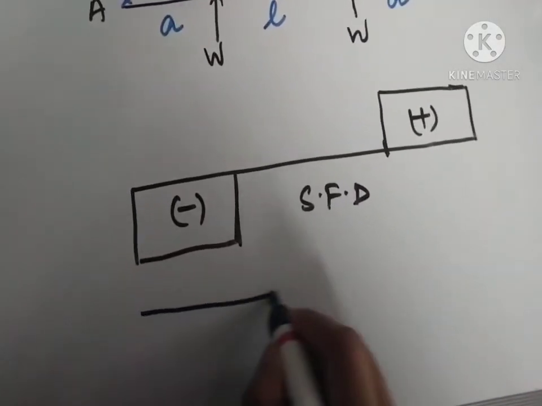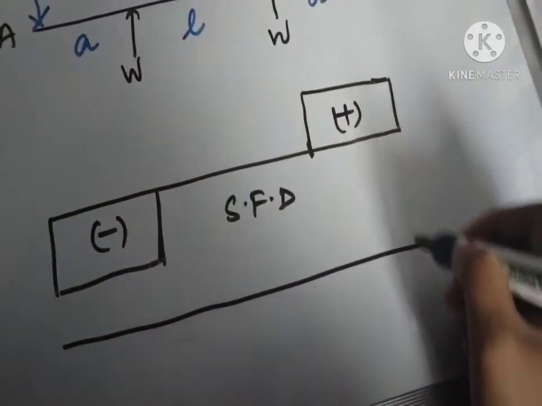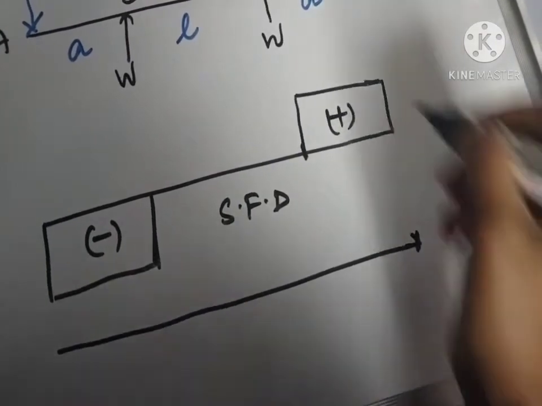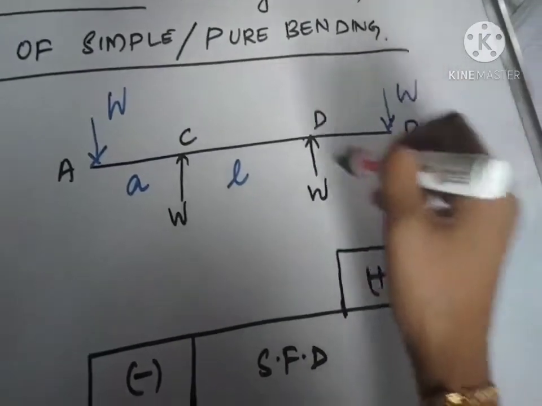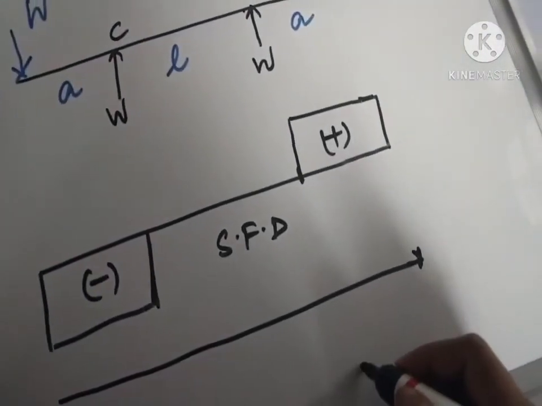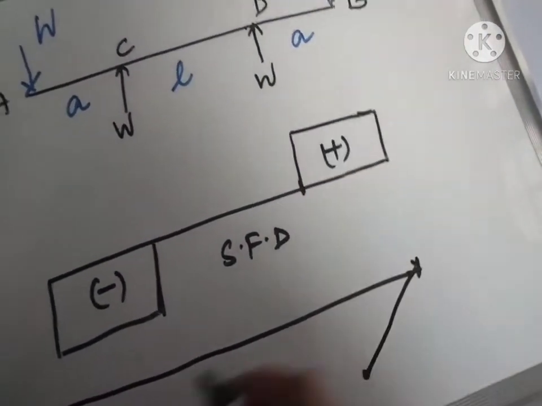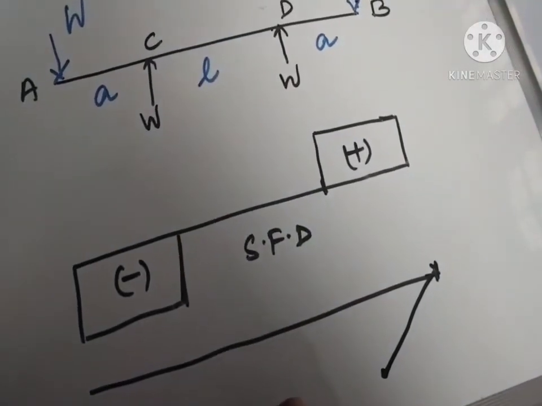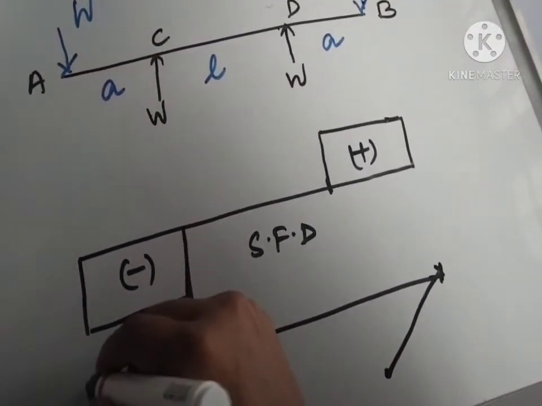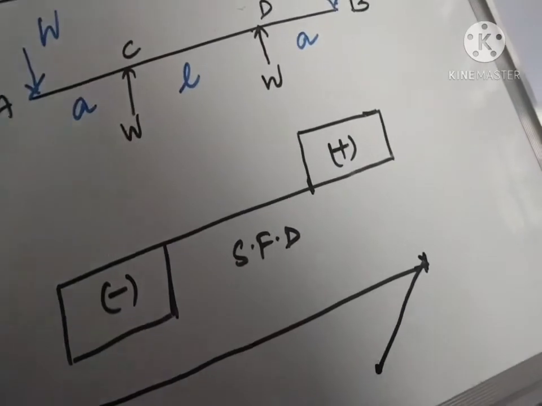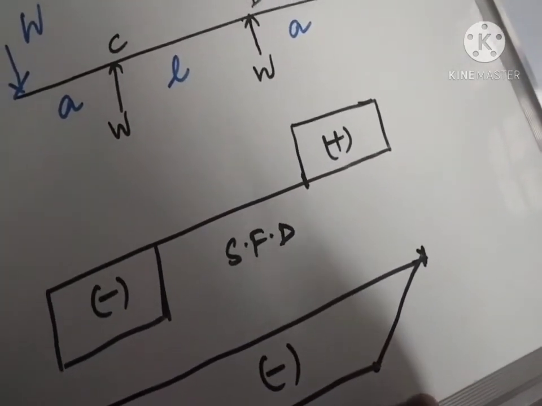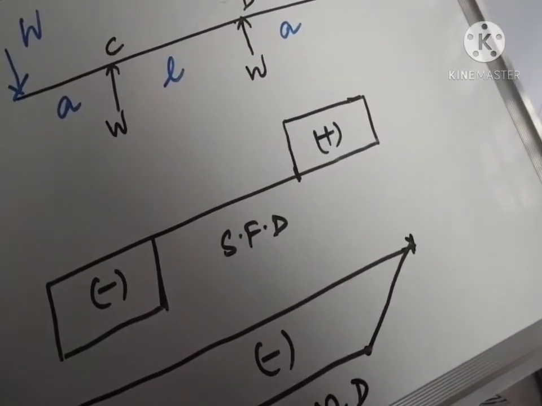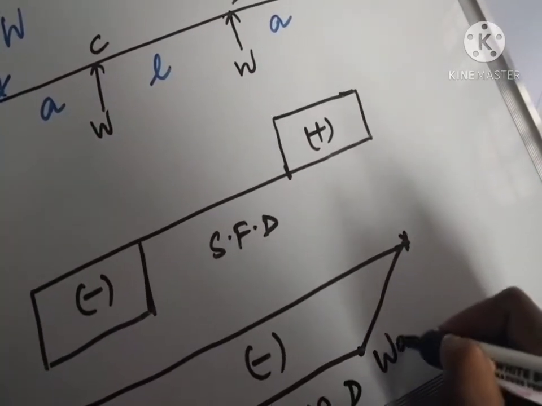Now when you draw the bending moment diagram, at this point the bending moment will be 0. At this point the bending moment will be W into A. It is a clockwise moment, so it is negative W into A. At point C also, we get W into A. So this is the bending moment diagram, negative. This is the BMD. This value is WA, and this value is also WA.